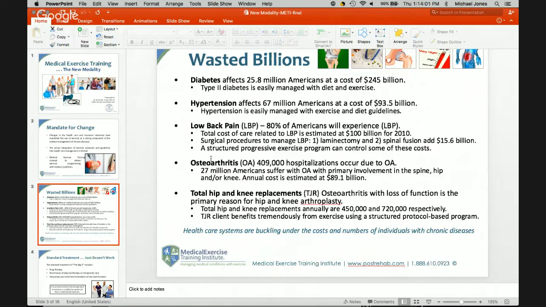And look at the numbers here. Annually, some 450,000 total hip replacements are done. And this is an interesting number to me. 720,000 total knees are done annually. I thought for sure hips would outrun knees.